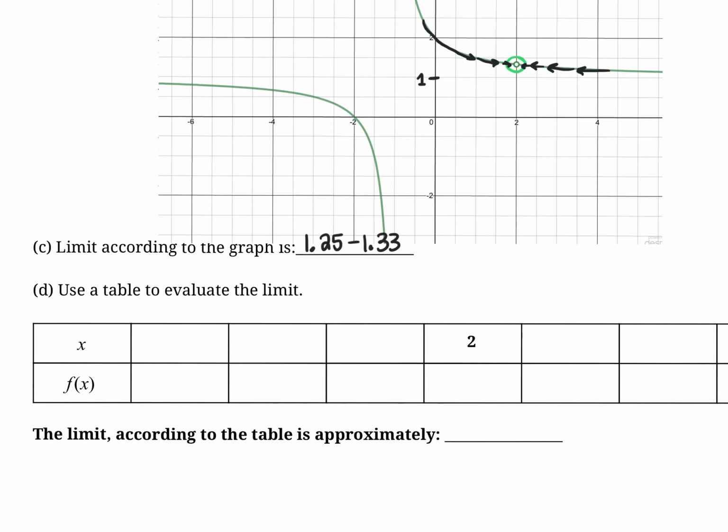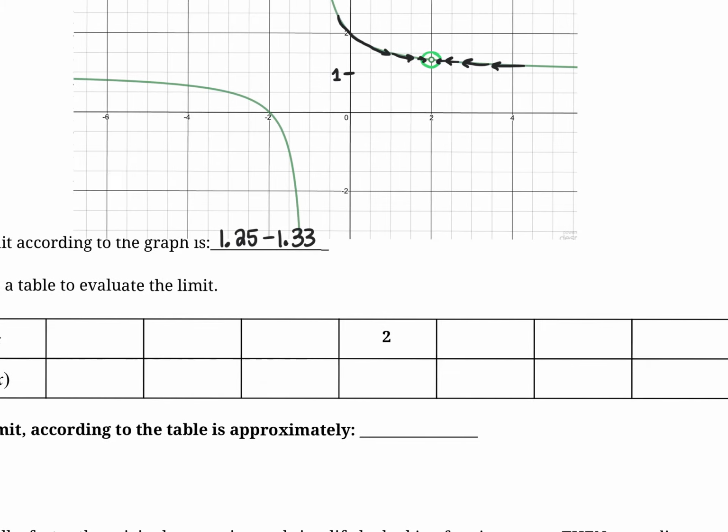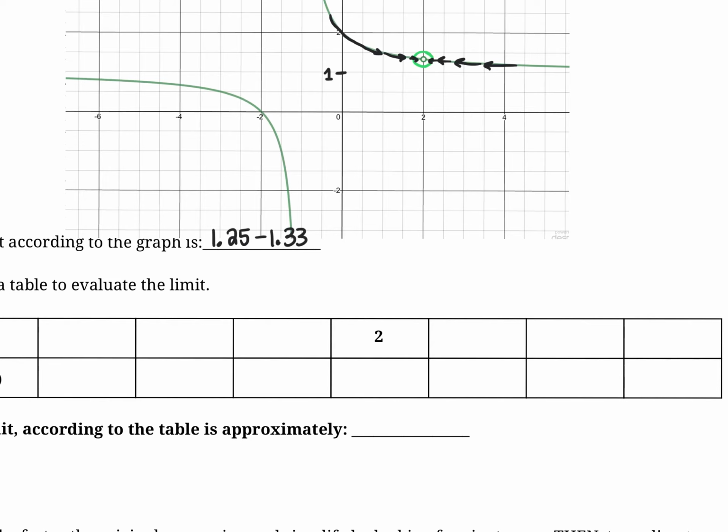So it's kind of an imperfect science when we use our graph to estimate. However, we can then try using a table on our calculator or again in Desmos. So remember, in our table, we get values that are really close to 2, but just a little bit bigger and a little bit smaller on either side of 2. So our process was always that we used values that looked like this for x, and then we used our calculator to actually find out what we get when we plug those values into our function.